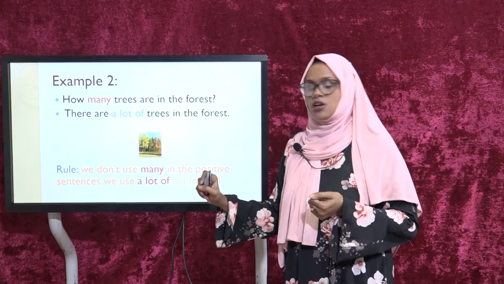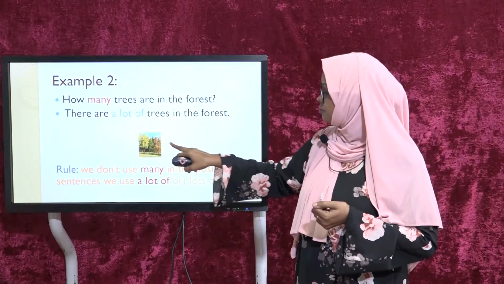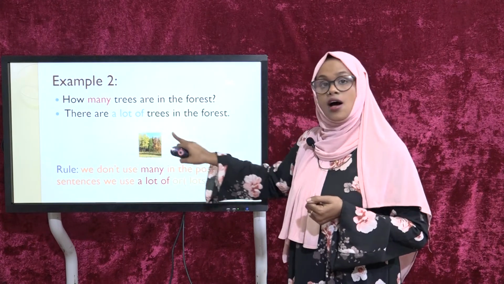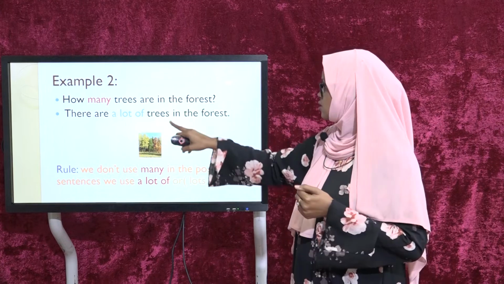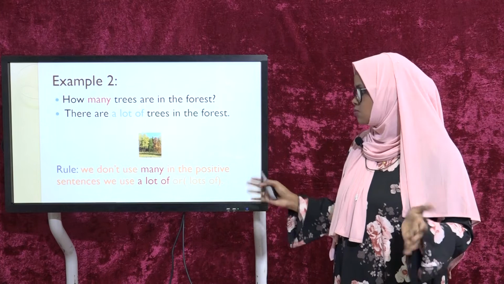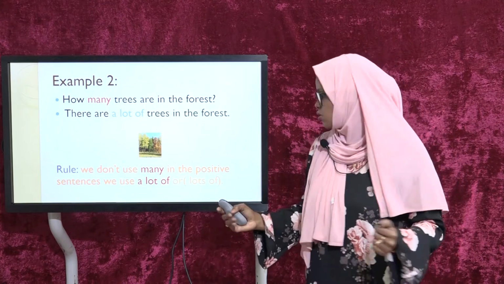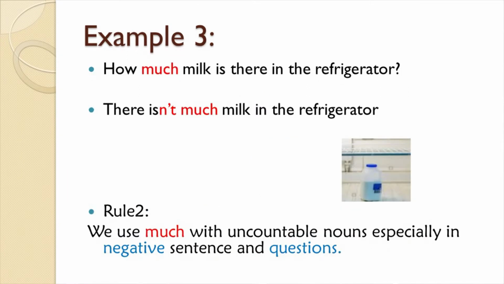Let's take a look at this example. How many trees are in the forest? There are a lot of trees. A lot of trees, a big quantity in the forest. We don't use many in the positive sentence. It is not common. It is not usual. We use instead a lot of or lots of. Both ways are correct. Example 3.